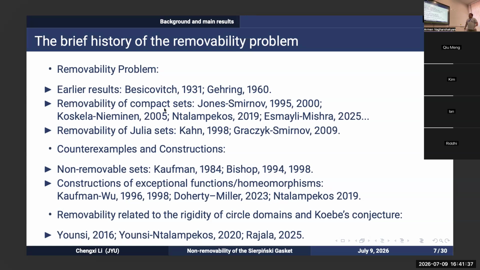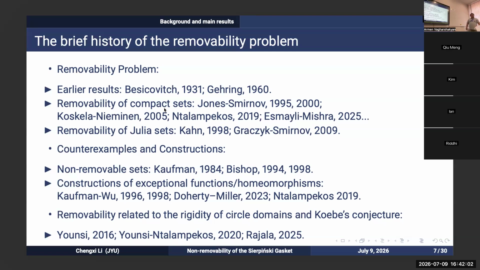So for the early results, it's Besicovitch. I think Besicovitch is a Soviet Union mathematician. Yeah, this is from Soviet Union, from Kharkov. Did he live somewhere else? No, he was all the time in the Soviet Union. Yeah. And also Ahlfors and Beurling.